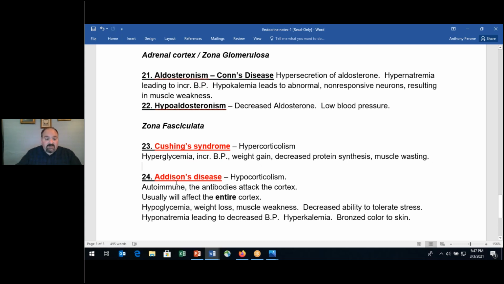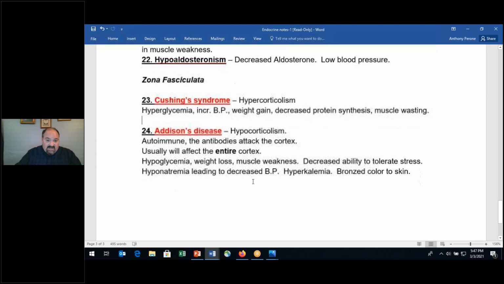So Cushing syndrome and Addison's disease, these are the last two that we'll talk about this evening. You'll see here hypercortisolism, right? Cortisol, the stress hormone, having too much of it. Let's look here: hyperglycemia, increase in blood pressure, weight gain, decrease in protein synthesis, muscle wasting. Cushing's syndrome can have a similar presentation to myxedema, hypothyroidism. Just so that you know that, don't get them confused though. Know the etiology between the two.